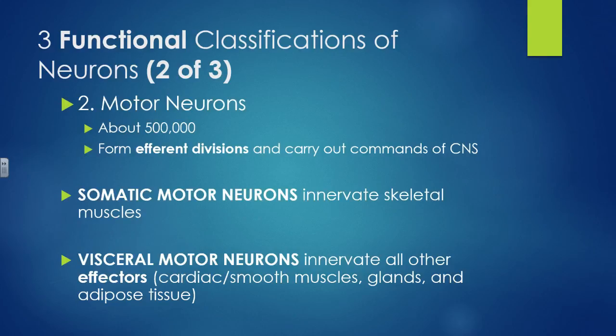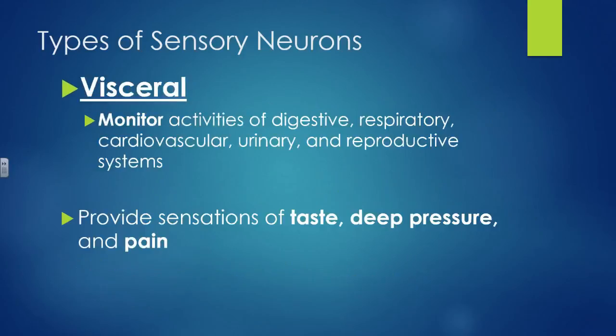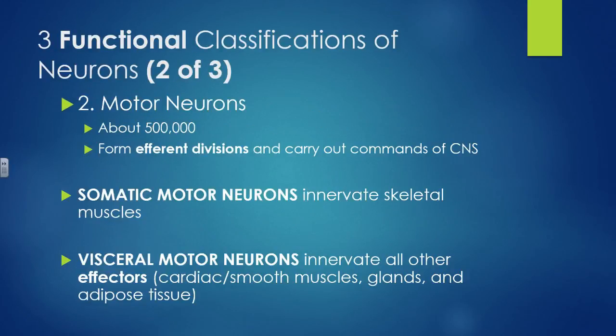The second of the three functional classifications of neurons are the motor neurons. There are about 500,000 of these, so if you remember, there are significantly fewer of them than your sensory neurons, which there were about 10 million of. So only about 500,000 motor neurons. They form efferent divisions and carry out commands of the central nervous system.